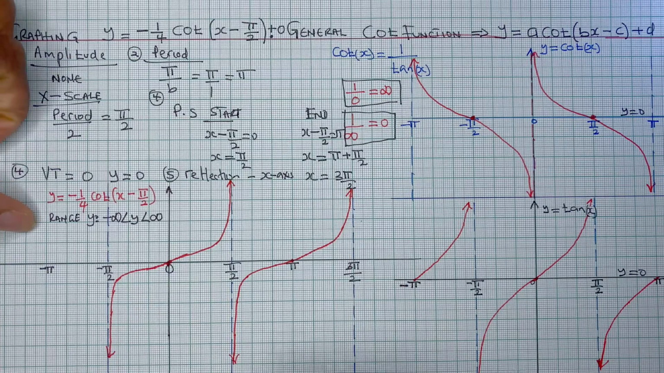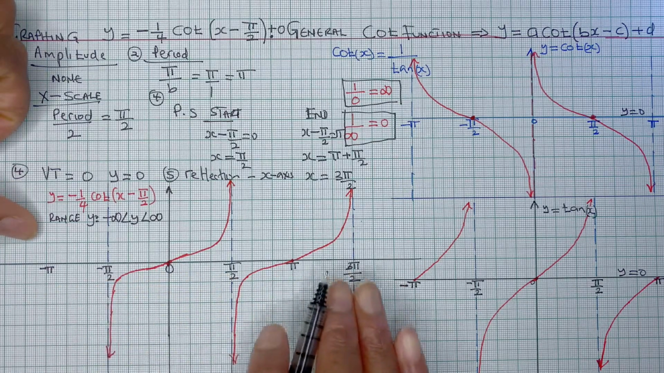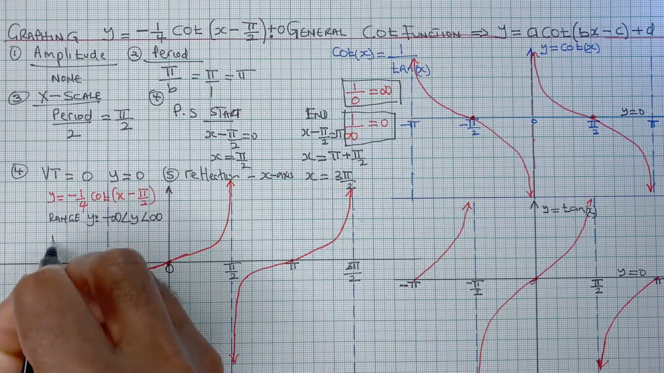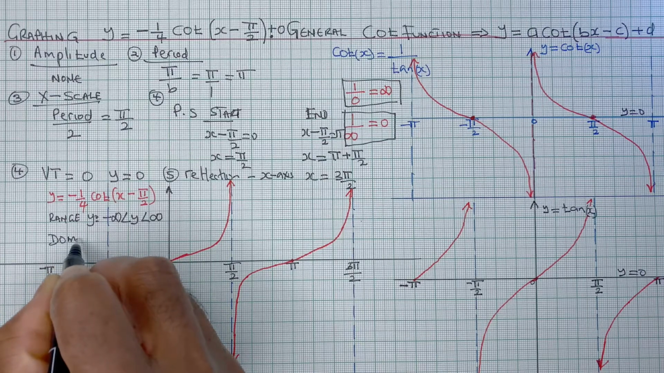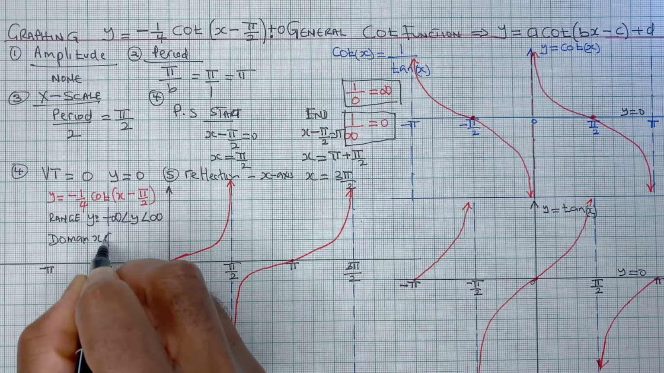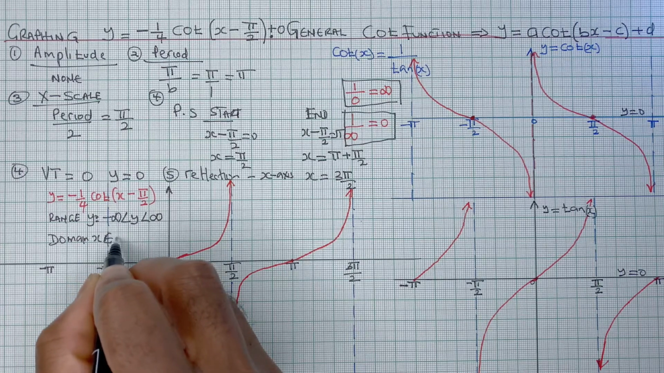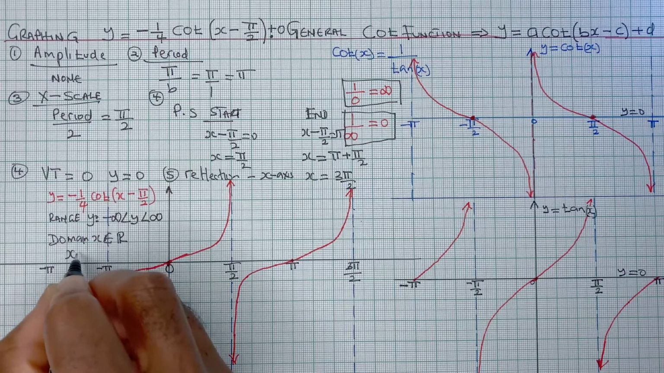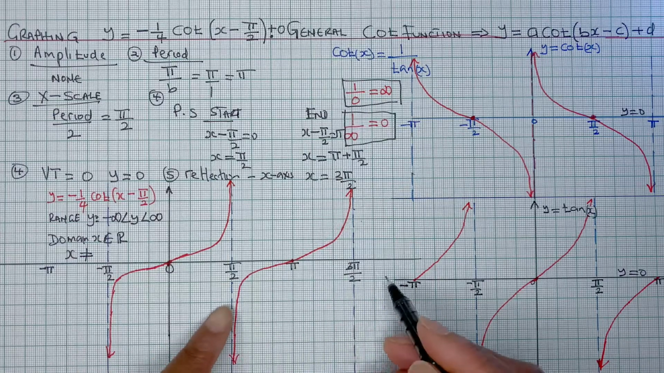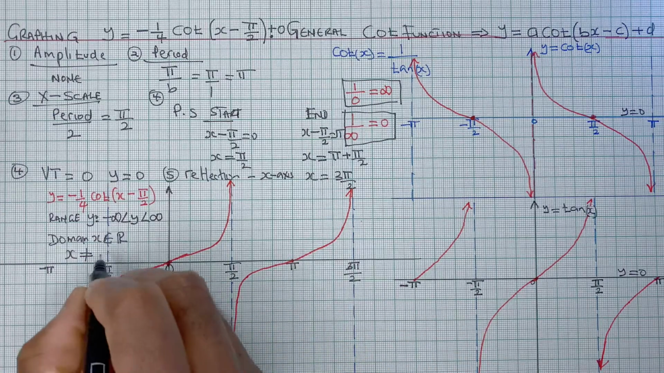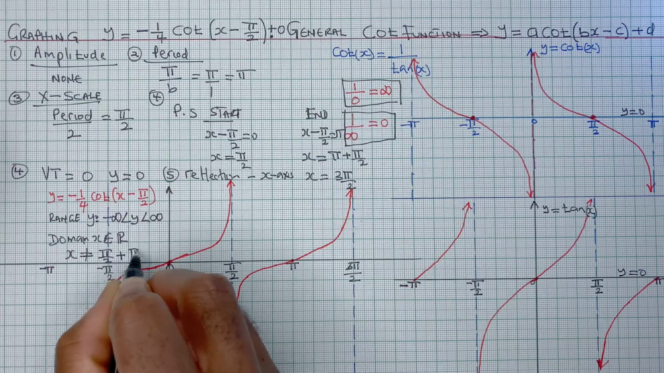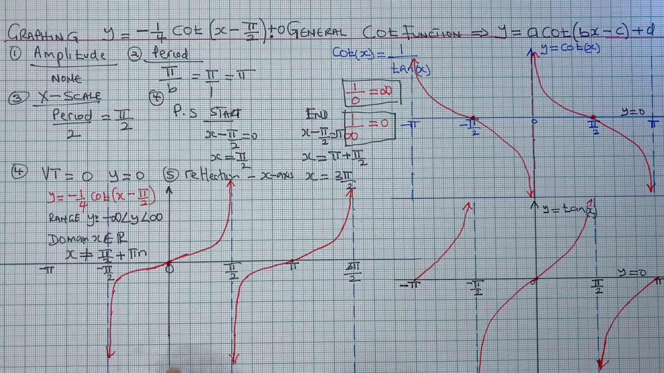But the domain is all real values of x except some boundary conditions. So we can say domain x has all real values of x, with the exception when x cannot be equal to, first of all, you can pick which one you like here. So I'm picking pi over 2. So it's going to be pi over 2 plus pi n, because it's repeating every pi.